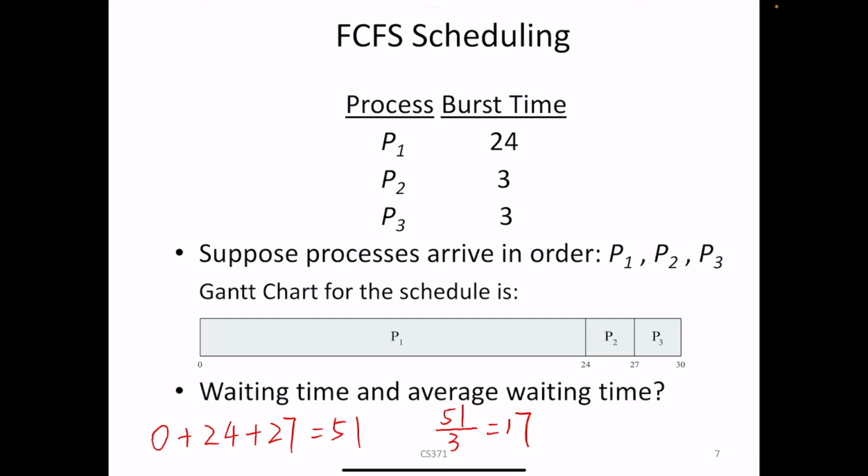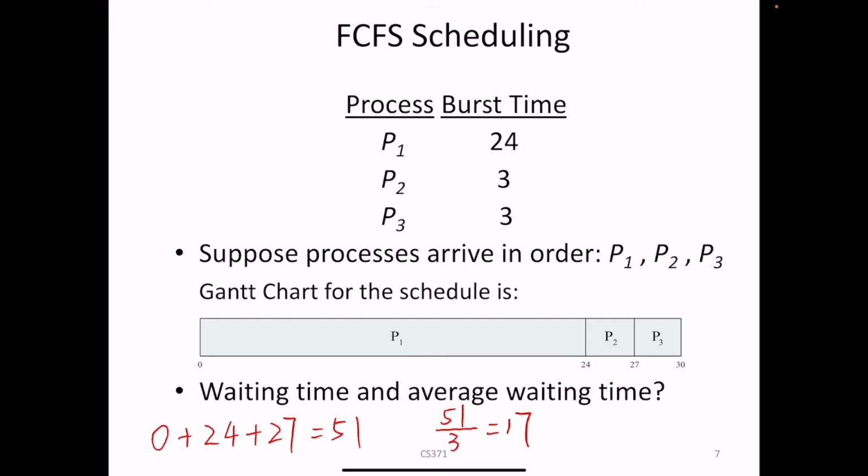Next, let's calculate the waiting time of each process and the average waiting time for these three processes. First, let's see the waiting time. When P1 arrives in the system, P1 is put onto the CPU immediately without any waiting. Therefore, the waiting time for P1 is 0. For P2, it has to wait for P1 to be finished. Then P2 can be put onto the CPU and do the execution. Therefore, P2 has to wait for 24 time units, which is the CPU burst time of P1.